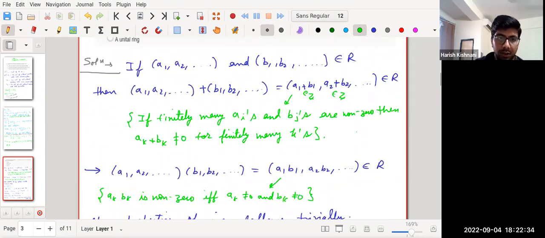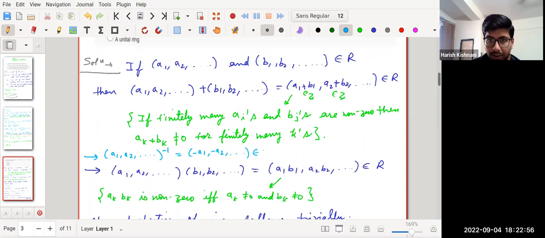Now the inverse we can also see. The inverse of a1, a2, and so on is just minus a1, minus a2, and so on. It is again inside R.